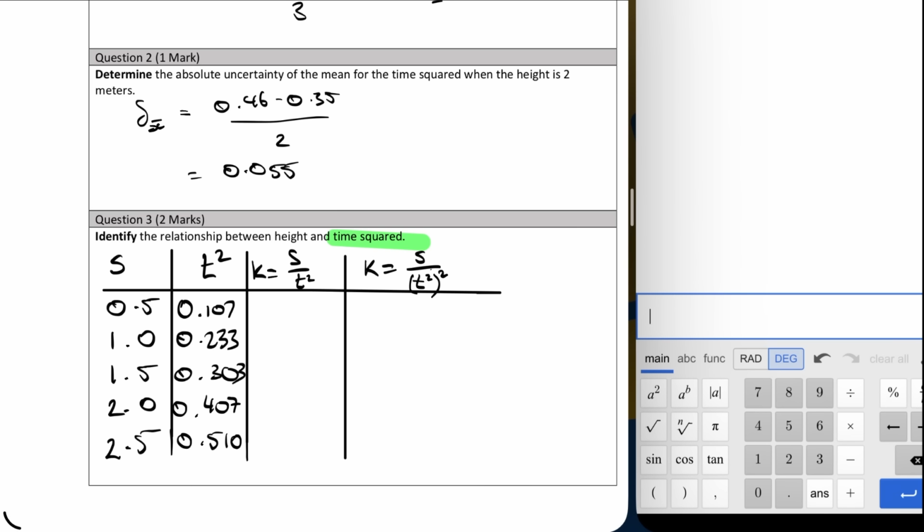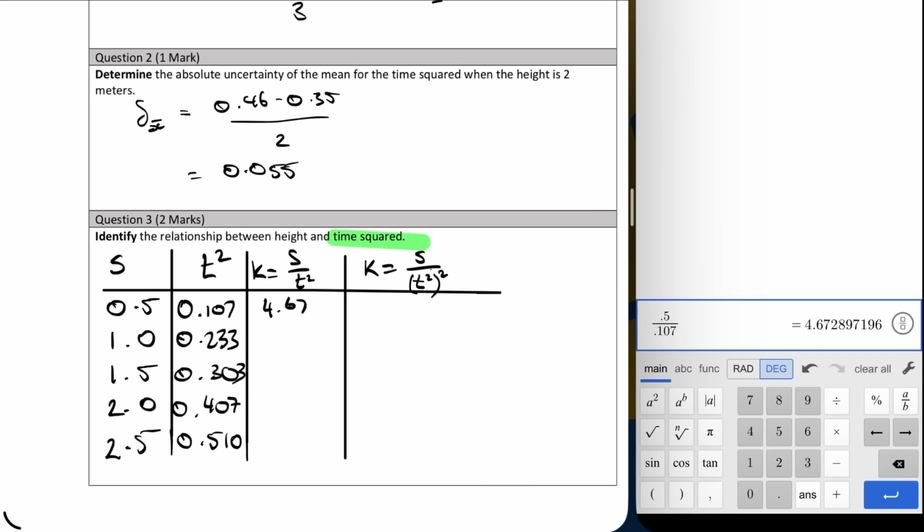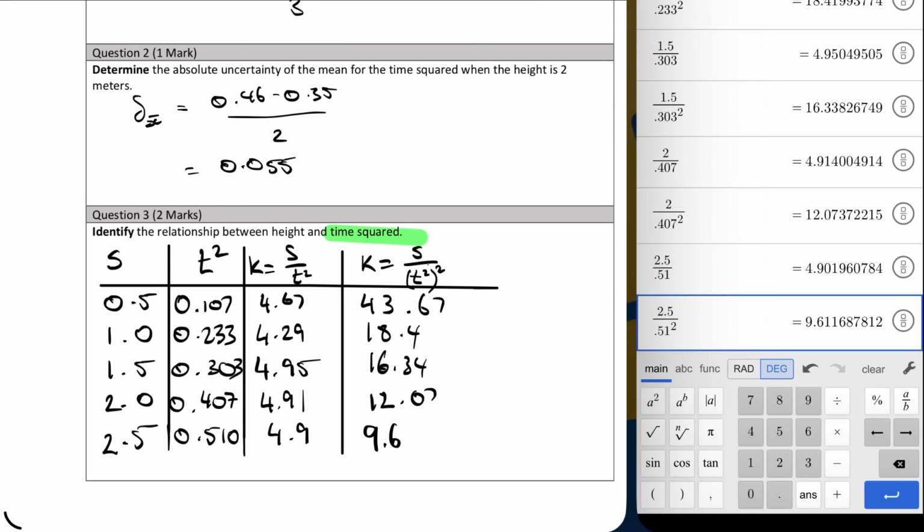So to find these ratios, I'm going to take my s and divide by my t squared. 0.5 divided by 0.107 gives me 4.67. Don't worry too much about significant figures here. And I also need to be aware of that squared. That's my next column over here, which is 43.67. And I'm just going to quickly process the rest of that data.